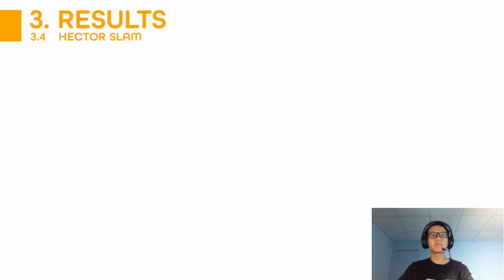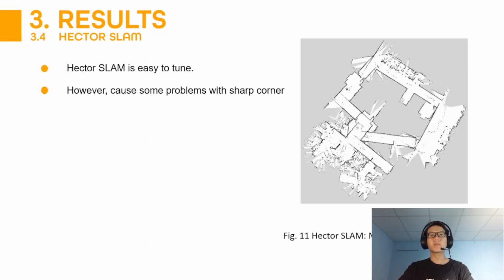For Hector SLAM, figure 11 represents the map from Hector SLAM. Hector SLAM is easy to tune, however, it may cause some problems with sharp corners.